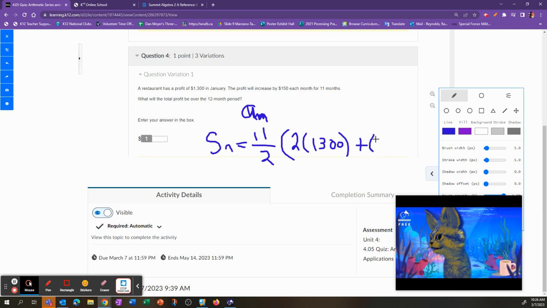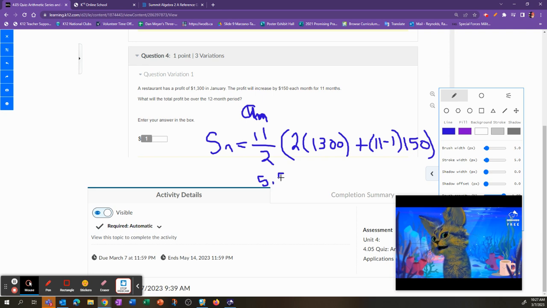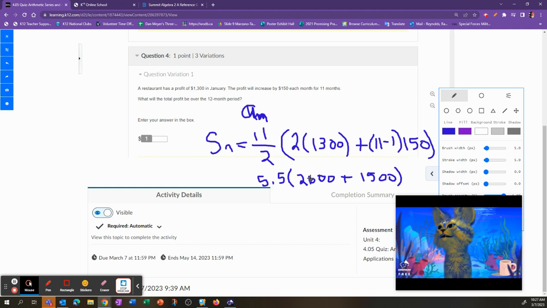Then we do plus n minus 1, which is 11 minus 1, times d, the common difference, which they told us is increasing by 150. Excellent. So now we do some math and see if this works. This becomes 5.5. You can use a calculator. This becomes 2,600, plus this becomes 10 times 150, so this becomes 1,500.